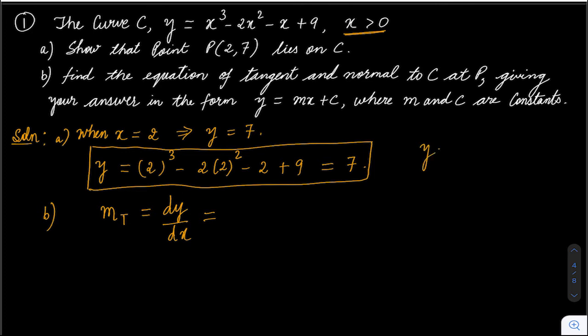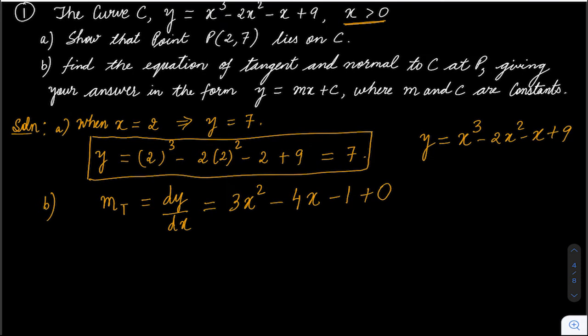I already know y is x cube minus 2x square minus x plus 9. Now I will differentiate this with respect to x. I will get, x cube differentiation is 3x square, minus 2x square differentiation will be minus 4x, and minus x differentiation is minus 1, and 9 is a constant, so its differentiation is 0. So this is my dy by dx.